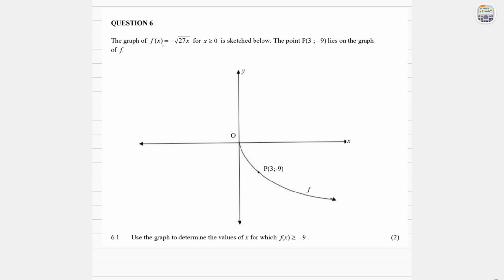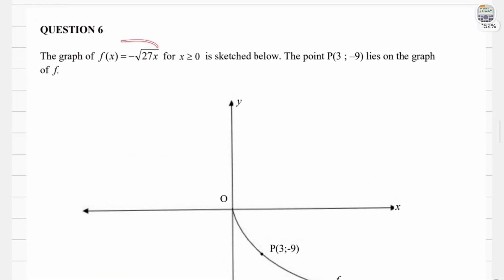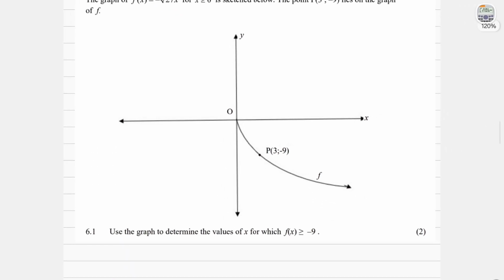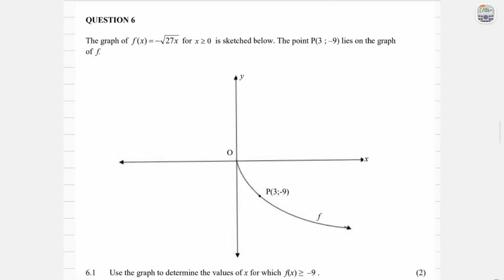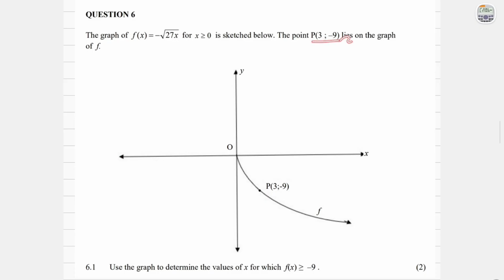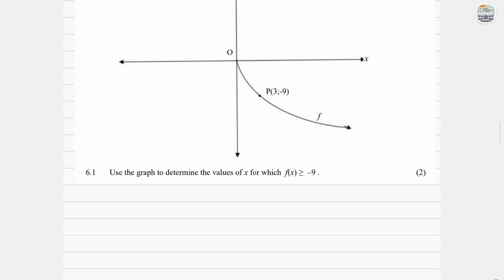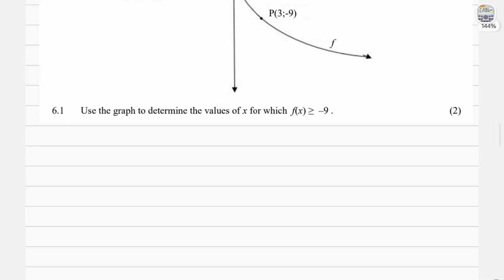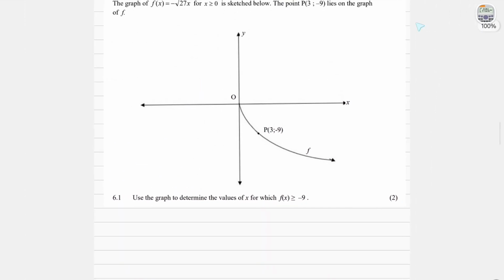Question 6 says, the graph of f of x is equal to negative square root x, where x is greater than or equal to 0. So you can see this is the inverse of a parabola, and it has been restricted so that it is a function. It's sketched below, and the point P, which is (3, -9), lies on f. The first question, 6.1, says, use the graph to determine the values of x for which f of x is greater than or equal to negative 9.